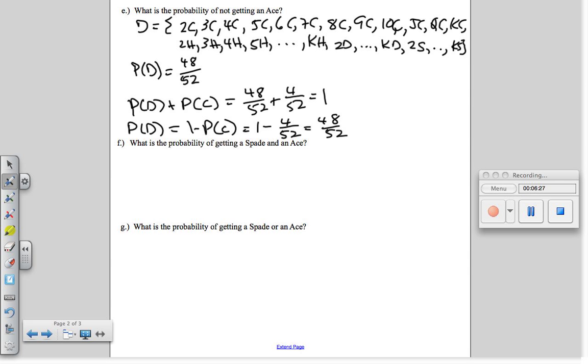Part F, what is the probability of getting a spade and an ace? We'll call this event E. Getting a spade and an ace, the outcome would be an ace of spades. So the probability of this event would be 1 out of 52.